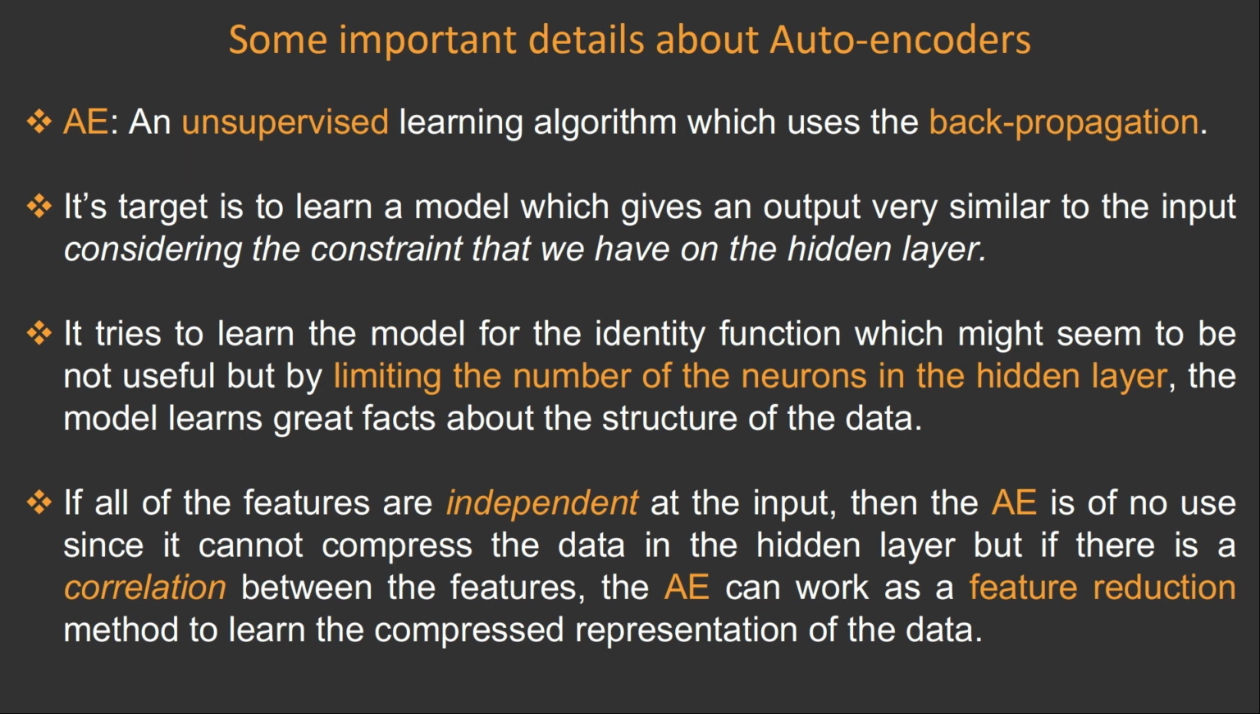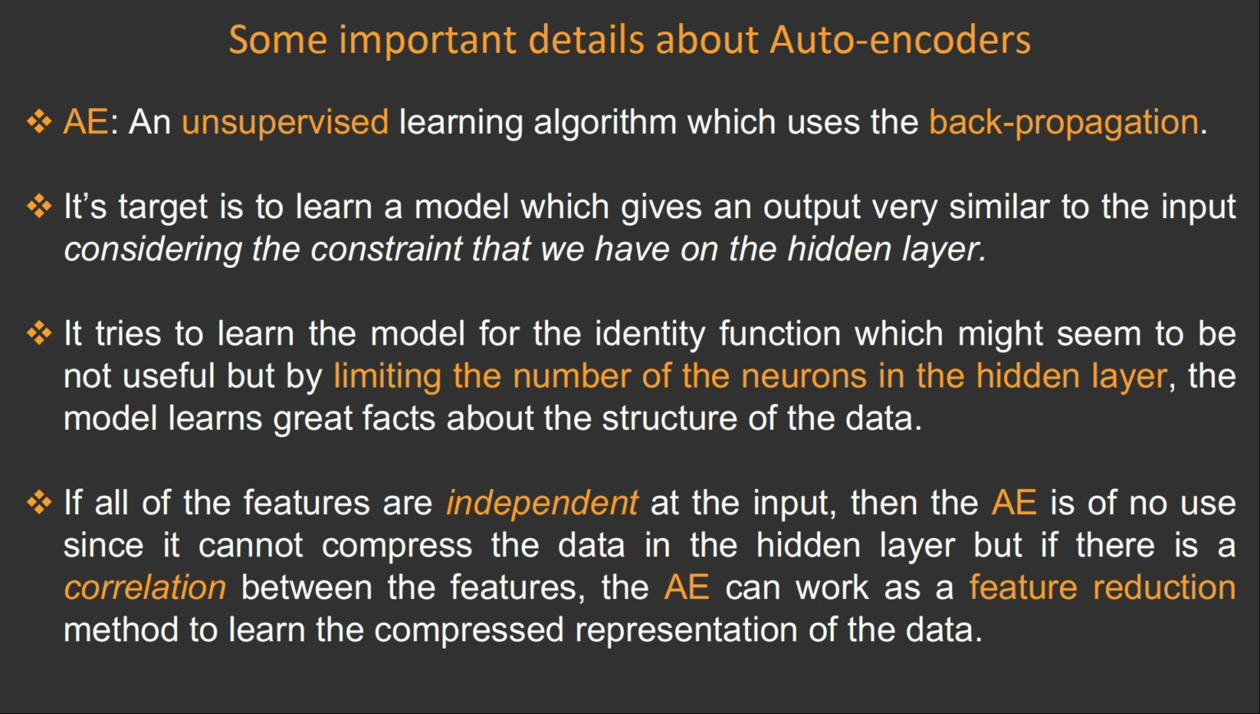Here in this slide, we are going to review some of the most important details about autoencoders. An autoencoder is an unsupervised learning algorithm which uses the backpropagation method in order to learn the weights and extract the most important features in the hidden layer. Its target is to learn a model which gives an output that is very similar to the input, considering the constraint that we have on the hidden layer. It tries to learn the model for the identity function, which might seem not very useful, but by limiting the number of the neurons in the hidden layer, the model learns great facts about the structure of the data.